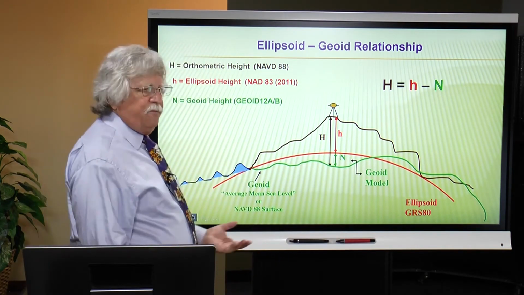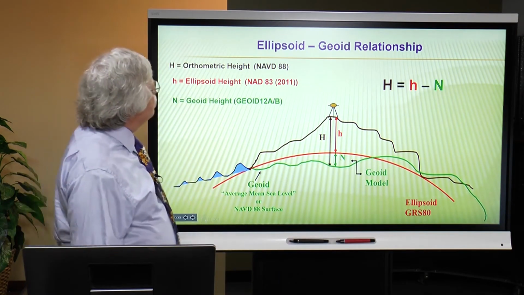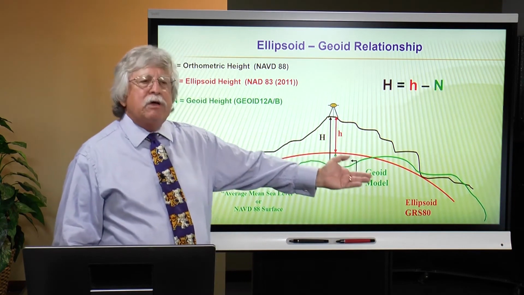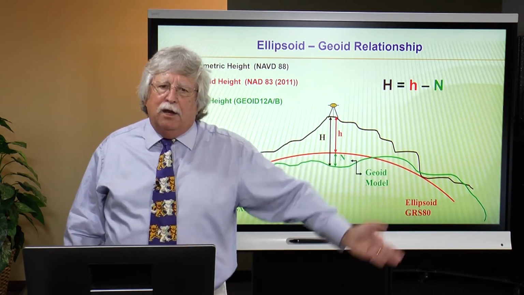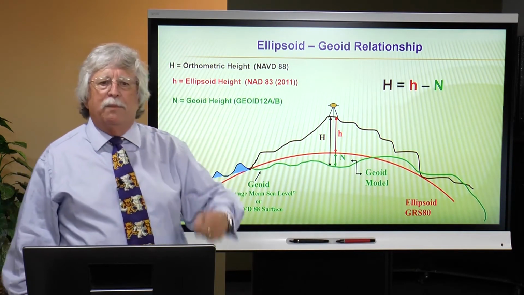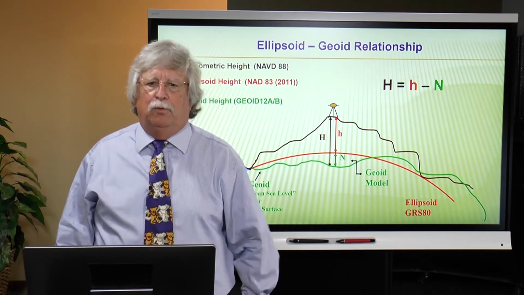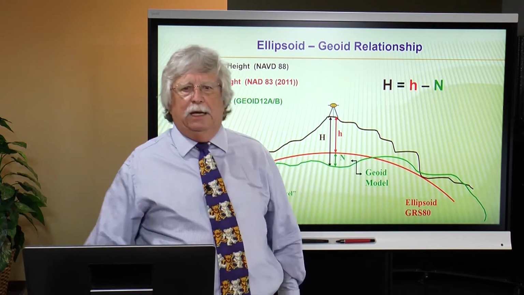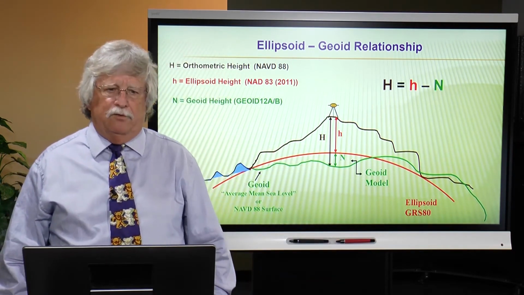Well, here's a fairly simple case, I hope. The point where you see my little GPS receiver here, I'm going to call that an existing benchmark. It is a point that has a known NAVD88 height, an orthometric height. It has been leveled to. It is part of the National Vertical Datum. It is NAVD88. It's published by the National Geodetic Survey.